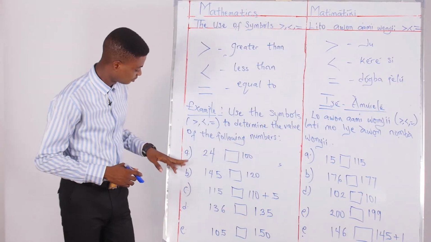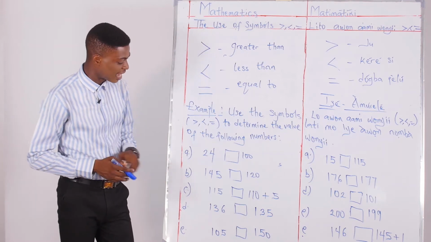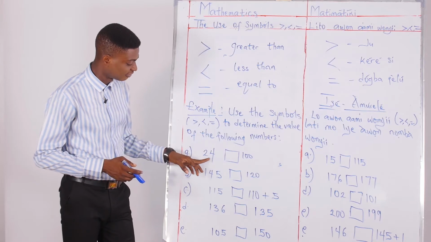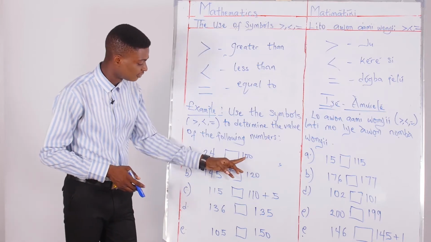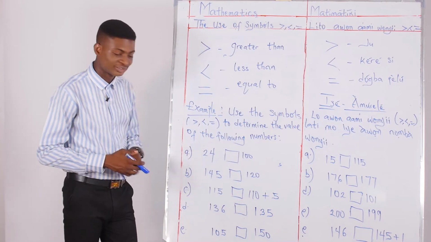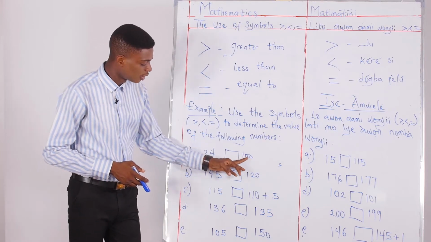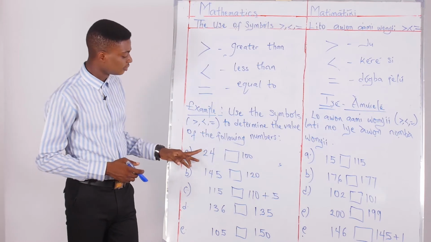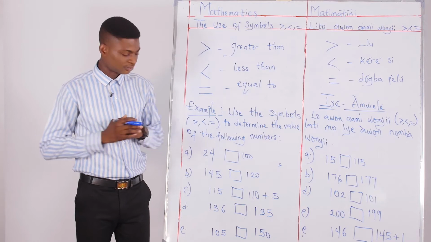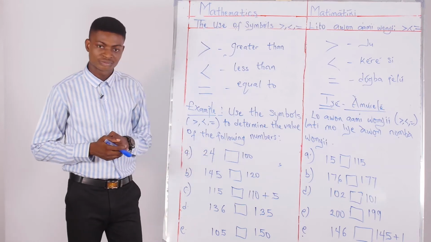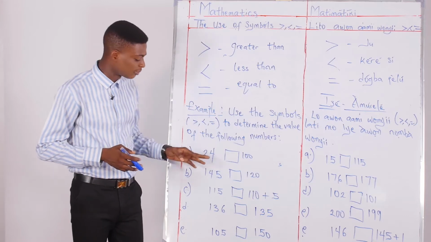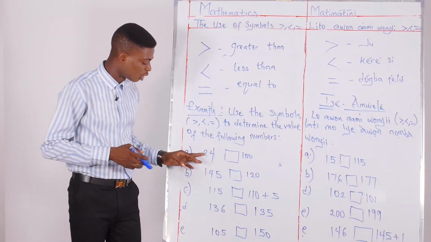Let's start. In this first example, I have 24 and I have 100. Now, the first question you ask yourself is this. Looking at 24, the highest unit here, or let me just say the highest place value of 24 is what?